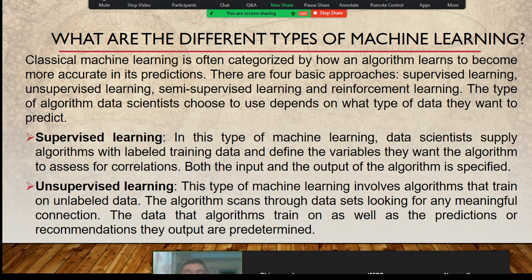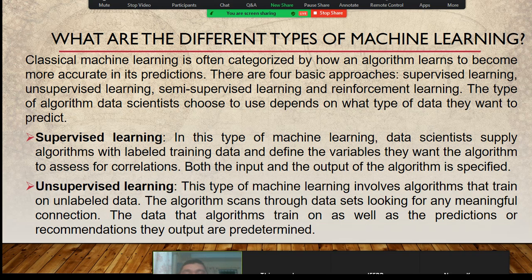The first one, supervised learning. In this type of machine learning, data scientists supply algorithms with training data and define the variables they want the algorithm to assess for correlations. Both the input and the output of the algorithm are specified.